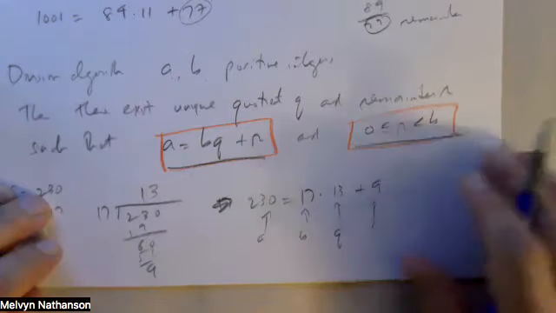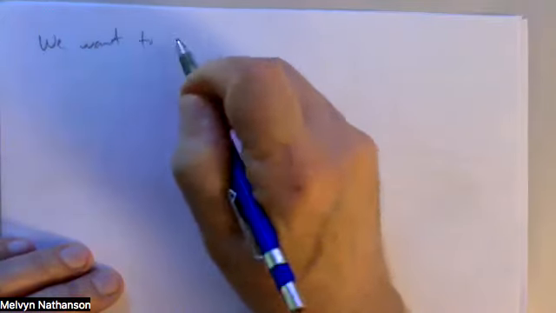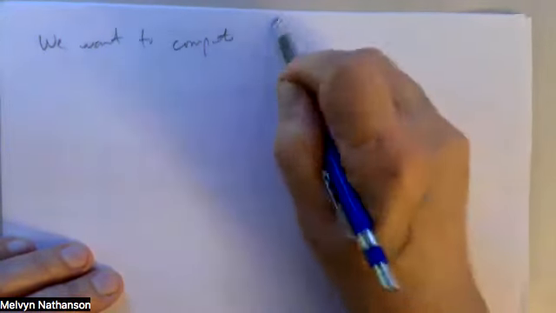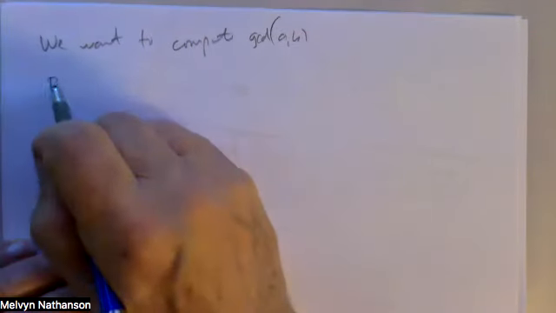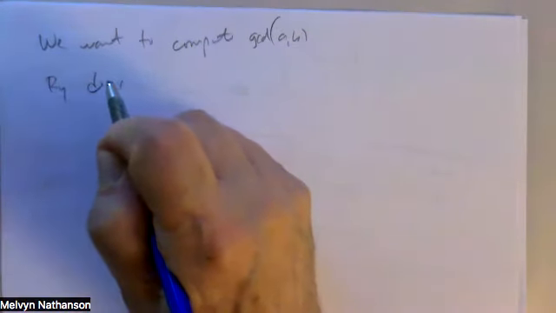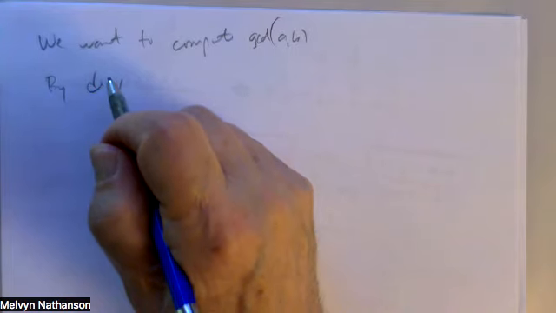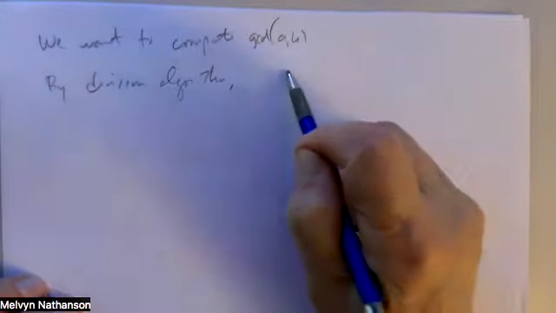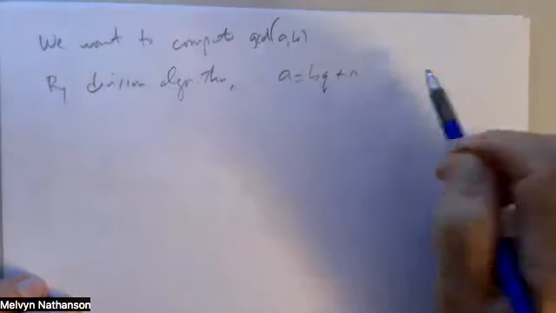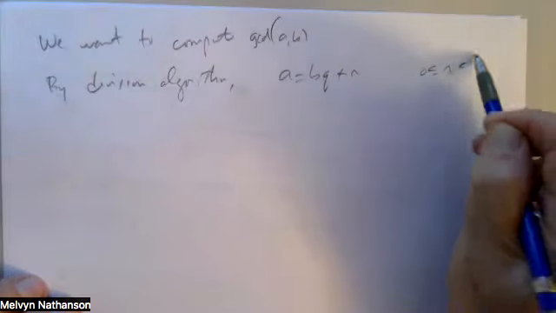And I want to make one other observation. Suppose we want to find, means compute, the greatest common divisor of A and B. So by the division algorithm, we can write A as BQ plus R, quotient and remainder, R is strictly less than B.